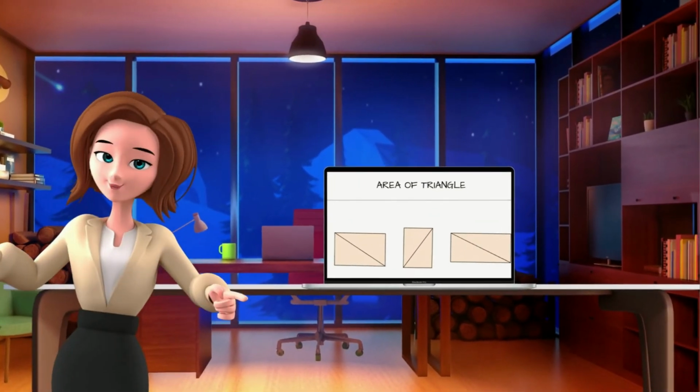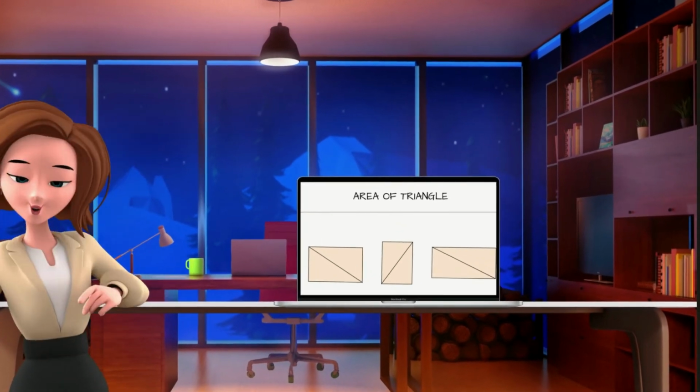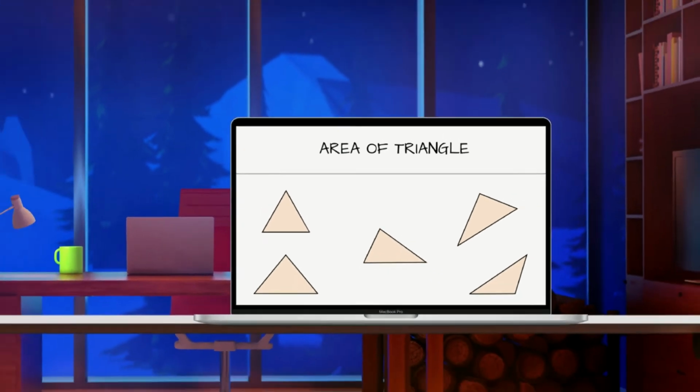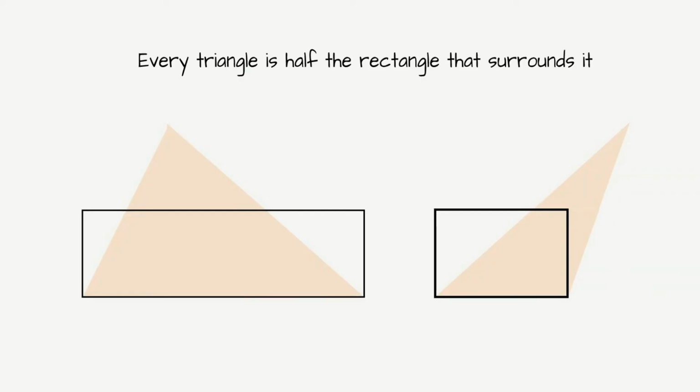It is fairly easy to see how a right triangle is half a rectangle, but what about obtuse and acute triangles? Do they follow the same formula? Yes, they do. If you manipulate any triangle, you will see that no matter what kind of triangle it is, it will always be half a rectangle.